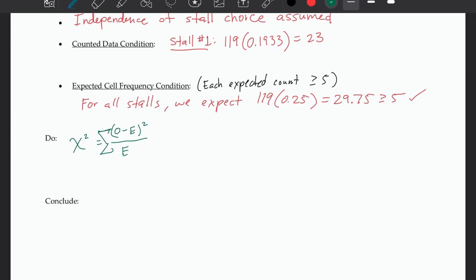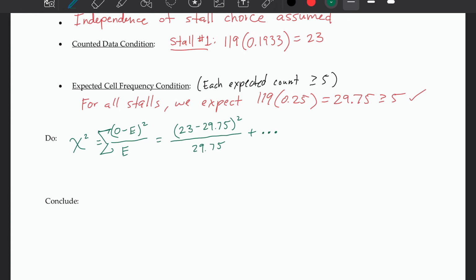That's going to be really important. So let's go back over here, and I'm just going to put in the very first observation, stall number 1. I'm just going to do the calculations for stall number 1. For stall number 1, we observed that we have 23. That comes from a counted condition there. If I was going to do stall 2, 3, 4, I could do the same thing using those percentages up in the original problem. Minus 29.75 quantity squared all over the expected of 29.75. And I can continue along with that. I'm not going to, but I like showing that first, like a little example there, okay?